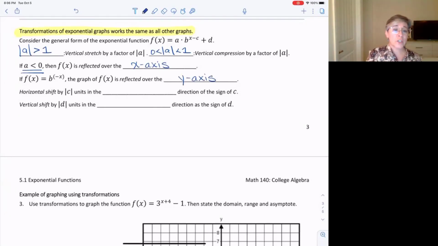The horizontal shift is determined by that number, that c that's being added or subtracted from x. And remember, those inside changes, those x values, work opposite of what you think. So a horizontal shift by the absolute value of c is in the opposite direction of the sign of c. A vertical shift by d is in the same direction as the sign of d.